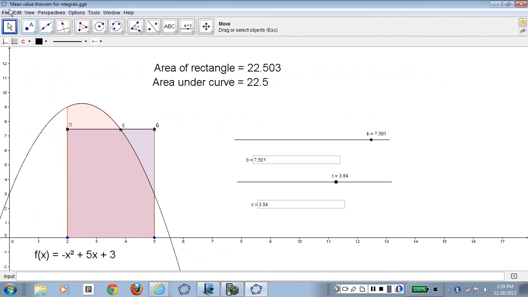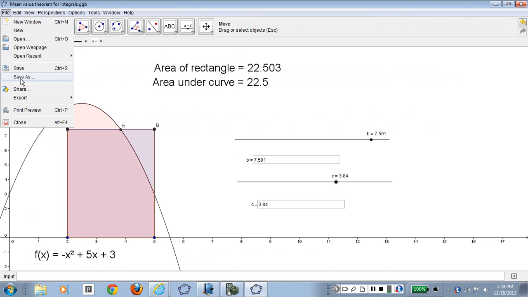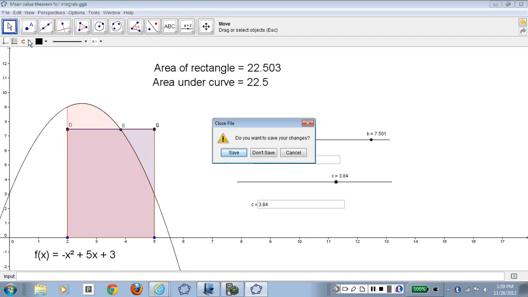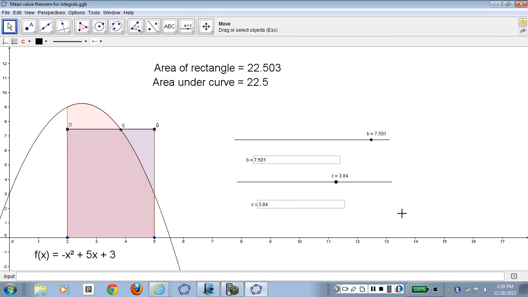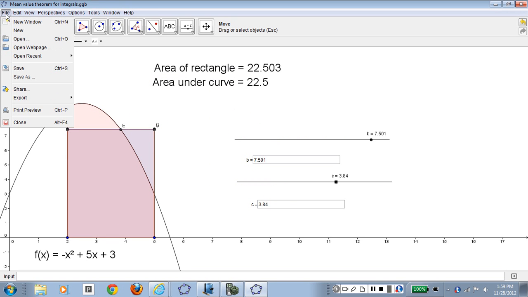I was trying to come up with an example. There's something weird that GeoGebra does. Oh yeah, save it. Wait a minute. Open it.